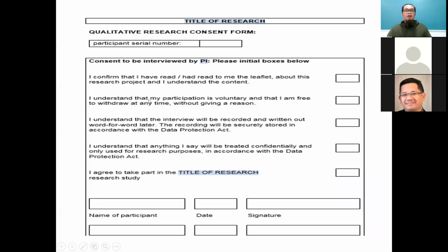Okay, this is some of the consent form. This is really important, especially for research ethics in qualitative research. For example, right here you put the title of the research. Okay, consent for interview by participant.